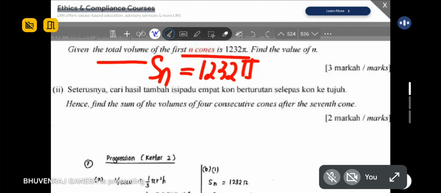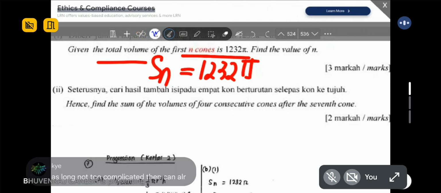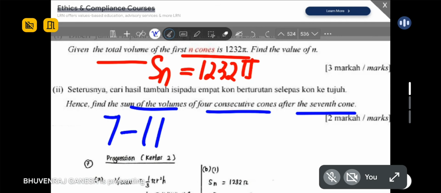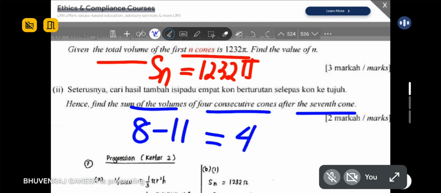Okay, so now, number 2. As long as not too complicated, then can already. So now they ask you the sum of the volume of 4 consecutive cones after 7 cones. So that means number 7 to, okay, cannot count 7. Must count number 8. Number 8 to 11. Means it's 4 lah. 8, 9, 10, 11.